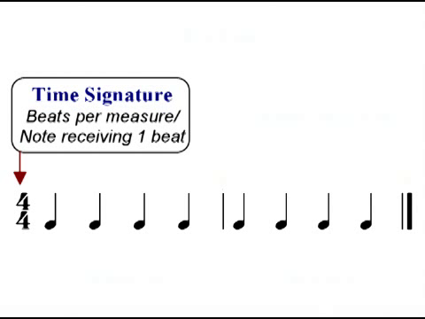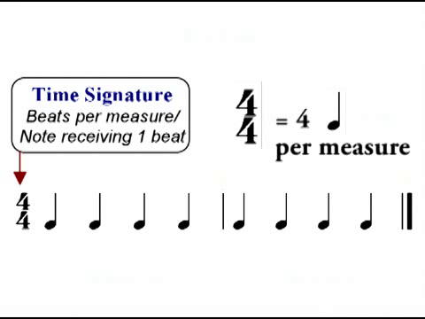The top number tells us the number of beats in each measure, in this case 4, and the bottom number tells us which note receives 1 beat. What we have to do with the bottom number is simply put a 1 over it and make a fraction out of it, and that will tell us what type of note is going to receive 1 beat. In our example, the bottom number is a 4. If we put a 1 over the 4, we have 1/4. The 1/4 note, or the quarter note, is going to receive 1 beat. The top number tells us that there are going to be 4 of these in each measure. So we could read this time signature by saying there are 4 quarter notes in each measure.